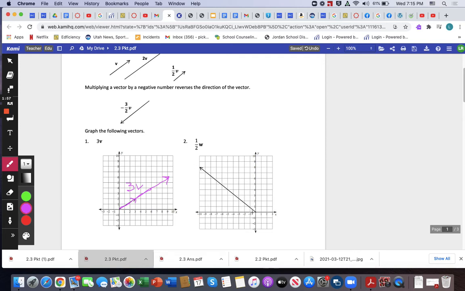Okay, so if this is w right here and we want a half w, we just take half of what it is. We go over -10. So if we just do half of that, we're just going to go to -5. We go up to 8, we're just going to go to 4. So we're going to go from here, we're going to go over 5 and up 4. So this would be the 1/2 w right here.